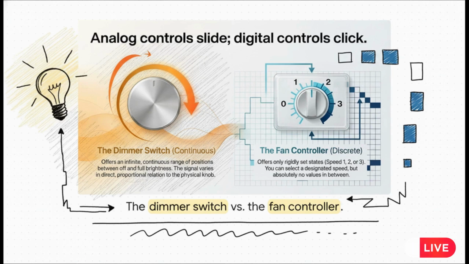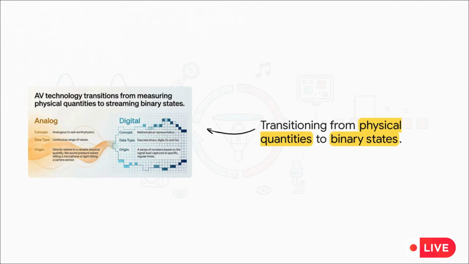A digital signal, though, is a totally different beast. It's rigid. It's like a 3-speed fan controller. It has discrete, fixed states, speed 1, 2, or 3, and absolutely zero values are allowed in between. You're either on a step or you're not. There's no middle ground. Now, when we apply those two mental models to actual data, it gets really interesting.